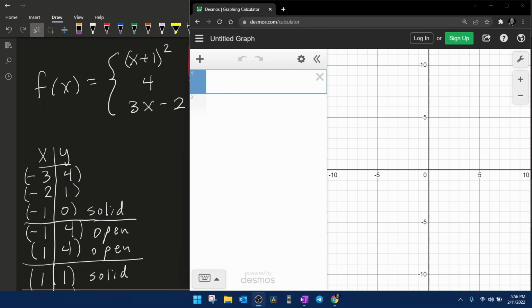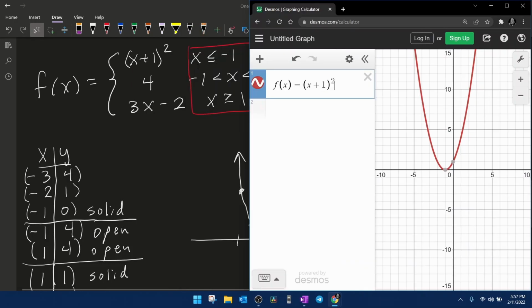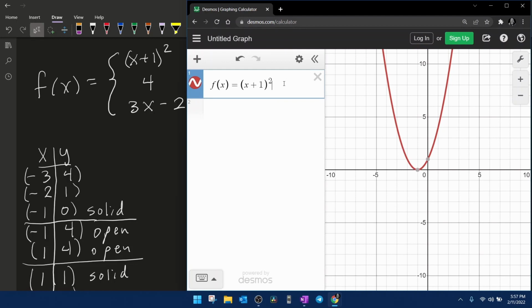piecewise functions. So for our piecewise function, we had f of x equals, on the top, x plus 1 quantity squared. So what we want to do in Desmos is in the first equation line, we want to input the top piece of the function, like so. But since the top piece was restricted to x less than or equal to -1, we're going to have to input that restriction in Desmos. And here's how you do that.